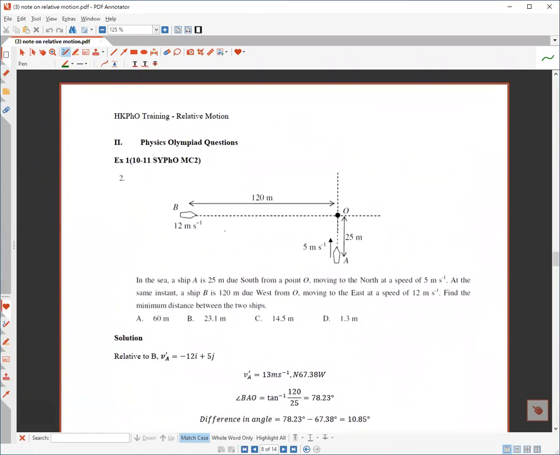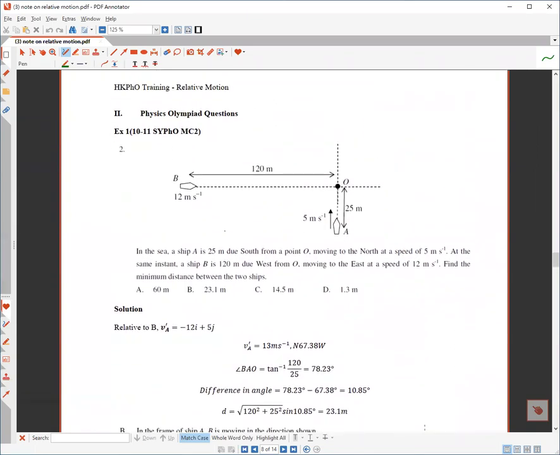Okay. Now, in this case, both the two boats, the two ships are moving. It will always be very annoying if two objects are moving instead of one. But if you use the relative motion, then we can change the motion of the two objects into the motion of one object only.